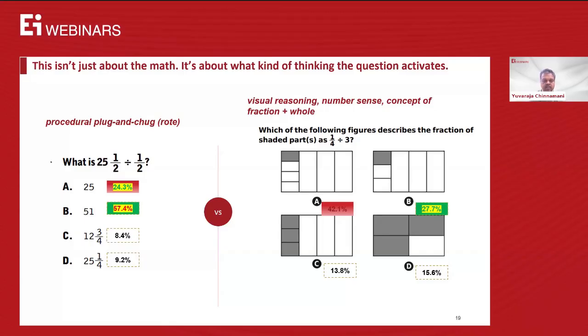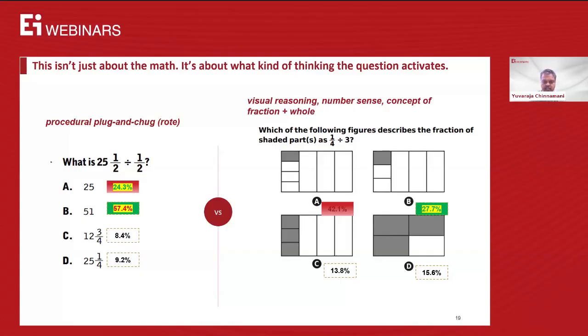Students need to think that if I have 1 by 4 and I divide it by 3, I'm asking how much is each part when 1 by 4 is split into 3 equal pieces. They need to look at the visual representations and understand the conceptual meaning behind division of fractions.